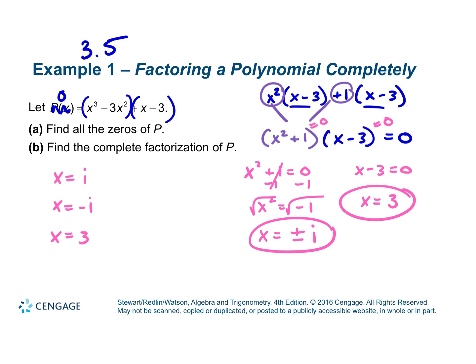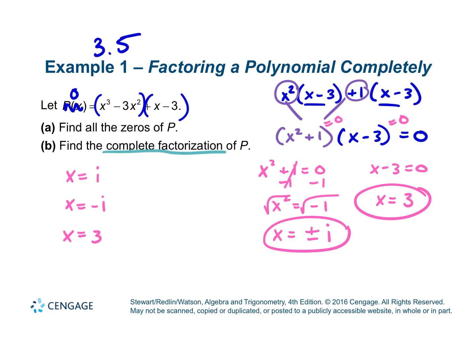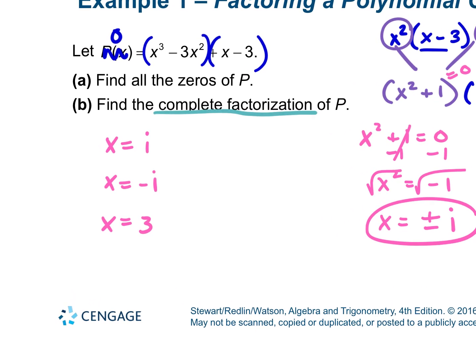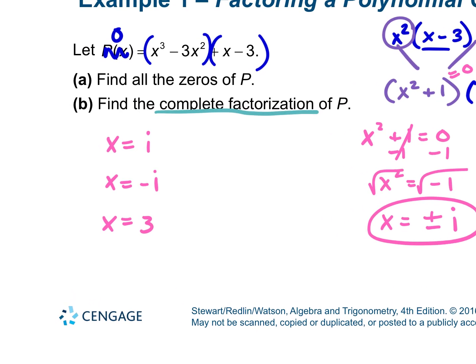Now for B, it says to find the complete factorization. This is just writing it in factored form. So it's kind of like the step before. If I were to go backwards a step, instead of saying x equals, I would subtract i on both sides to move it back over, get it equal to 0. So this would be x minus i.